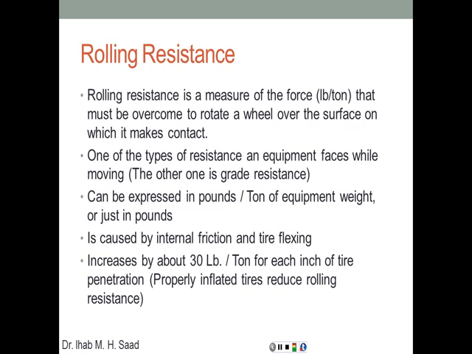What if the equipment is rolling over asphalt or concrete? Now in this case you're not going to have any tire penetration, so you're not going to have much additional rolling resistance due to tire flexing.